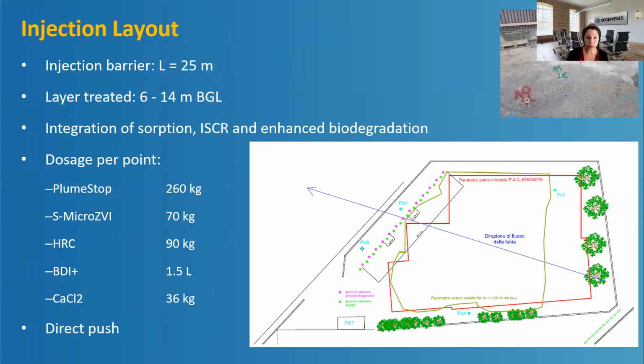This is the layout of the remediation. We injected a barrier of 25 meters length. Here you see the two compliance monitoring wells downgradient of the barrier. We treated with the injection a layer of 8 meters, and the main technologies we used worked on sorption and chemical reduction. This was in order to minimize the production of daughter compounds from PCE and TCE, and to have quick results.